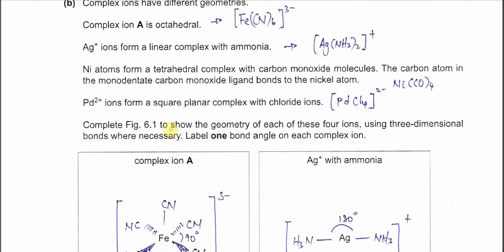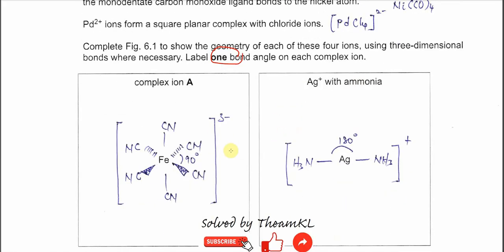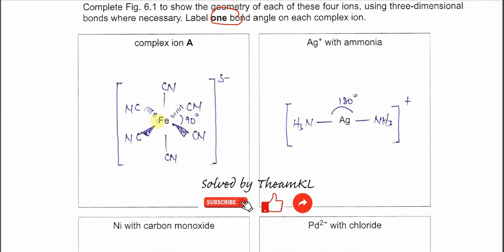And for each of the others you need to show the geometry and label one bond angle on each complex ion. After you draw this structure, make sure it's 3D: 2 wedge lines, 2 dotted lines. It shows that these 2 cyanides are in front, these 2 cyanides are at the back, and this is just in the plane, in the principal axis. And you just need to draw the square bracket with 3 negative. So this is complex ion A.